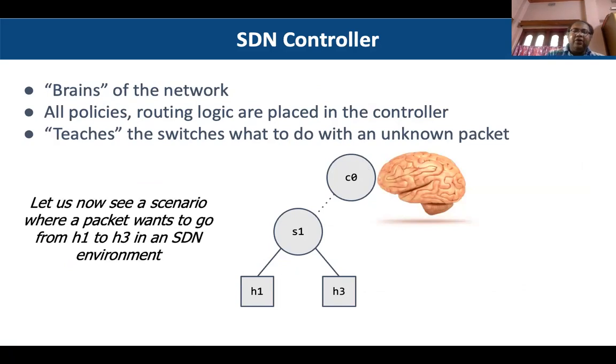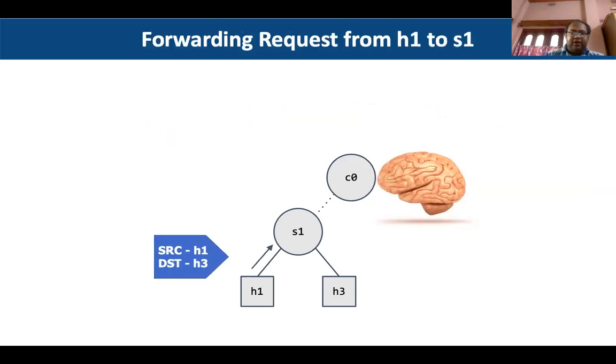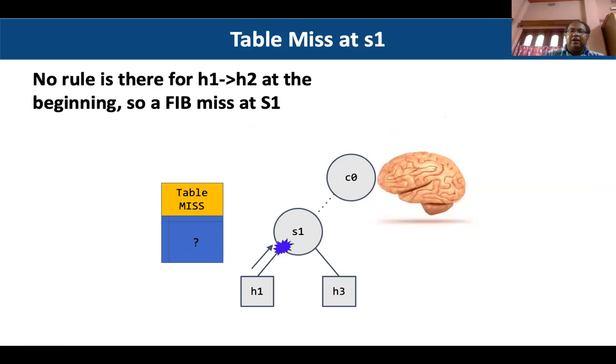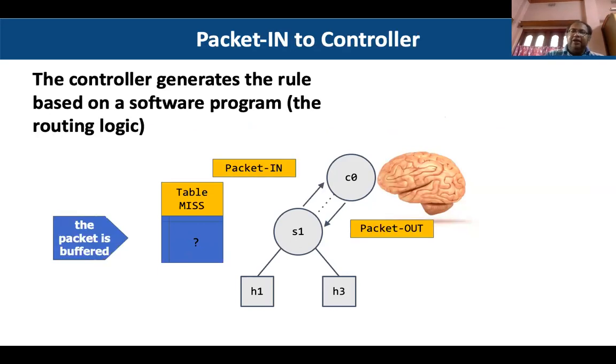Now let us see a scenario where a packet wants to go from H1 to H3 in an SDN environment. So you have a packet, and in that packet your source is H1 and the destination is H3. So H1 receives that packet. Now whenever H1 is receiving that packet, initially it does not have any information on where to forward the packet, because in its forwarding information base, it doesn't have that information. So there is a table miss. Once there is a table miss, it will make a packet-in event, and that packet-in event will send the signal to the controller.